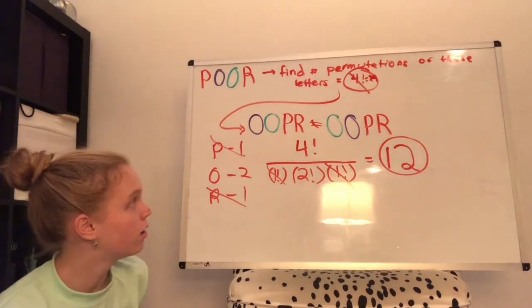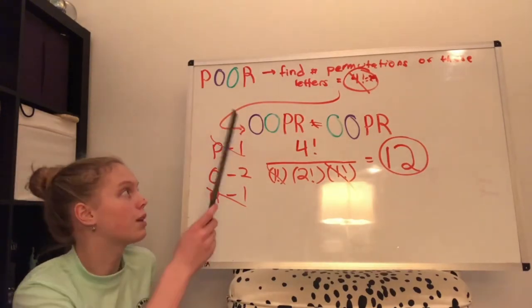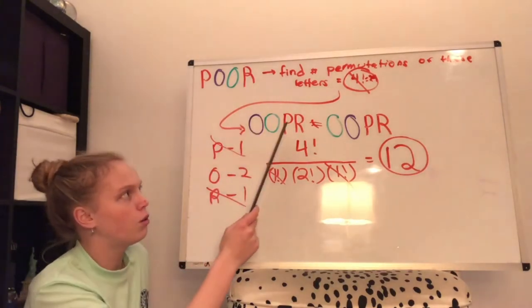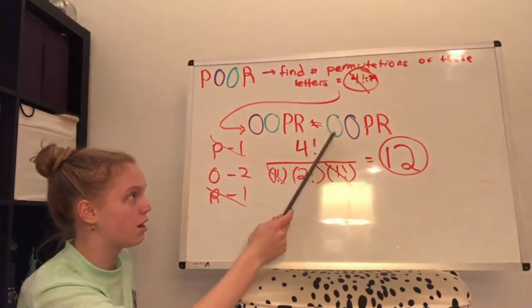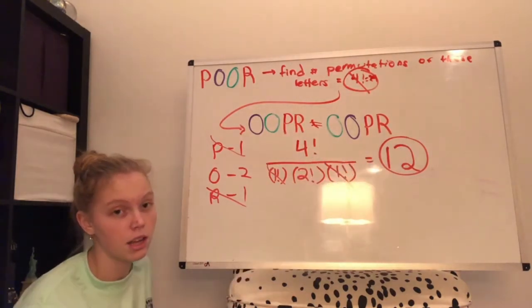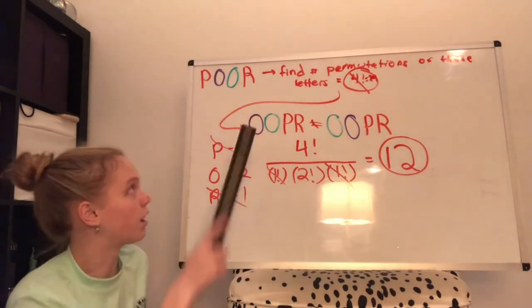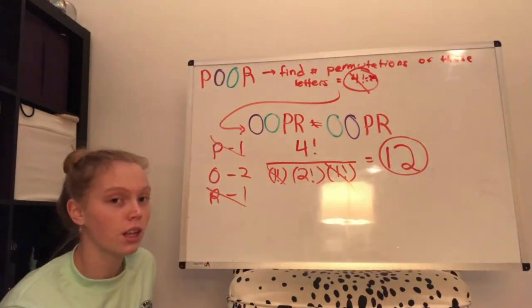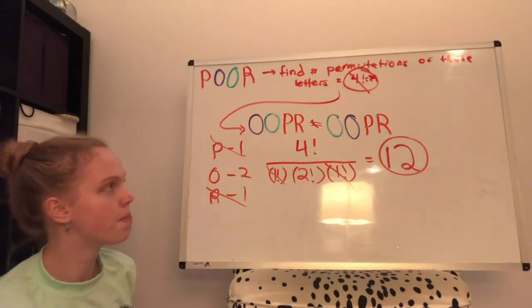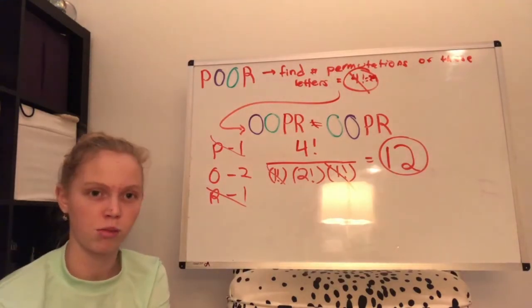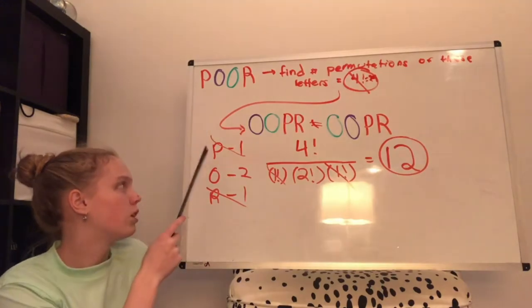But you'd be wrong, because if we count 24, then we count O-O-P-R as something else than O-O-P-R, even though those are really the same thing, because we're treating these two O's as if they're different, when really they're the same. So, when we're trying to find these sorts of permutations, it's important to look at each element.